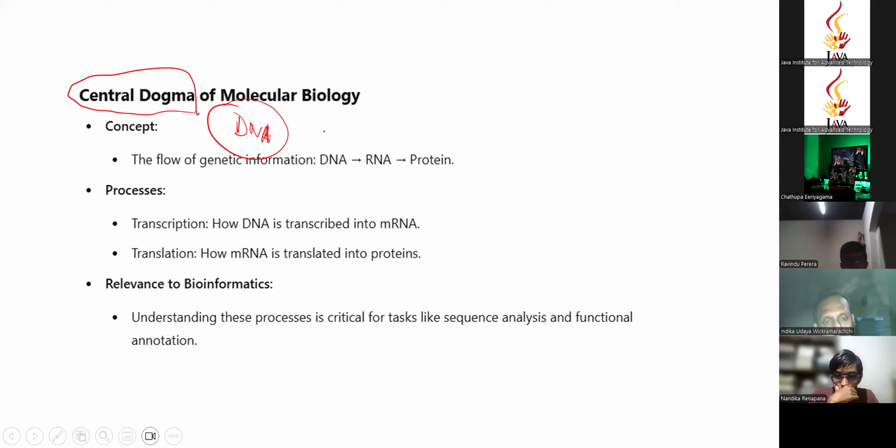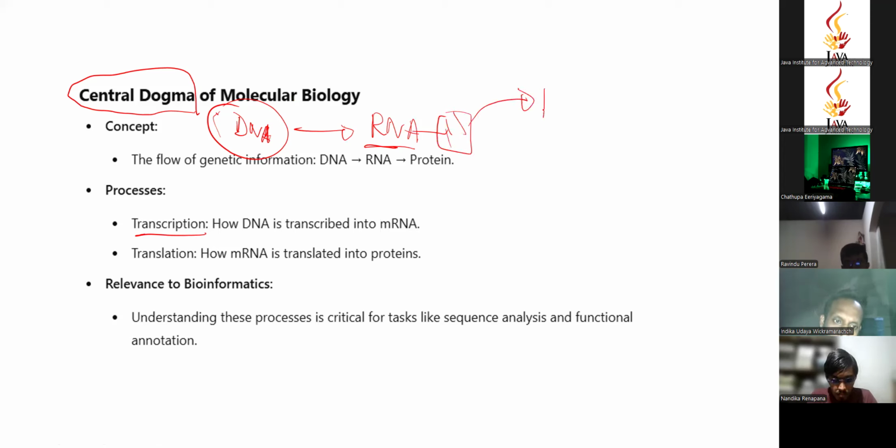So the DNA goes to the middleman, the messenger RNA. This process, the conversion of information inside the DNA to RNA, is called transcription. Then translation is how this messenger RNA translates this information at the protein synthesis factory into proteins.